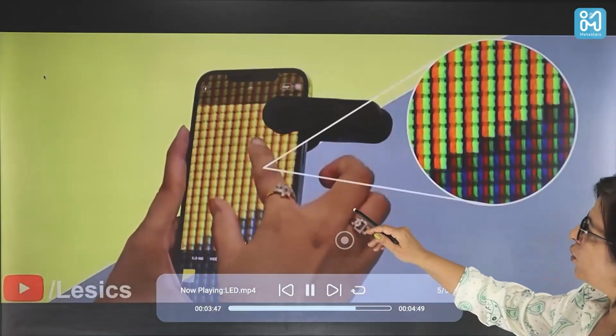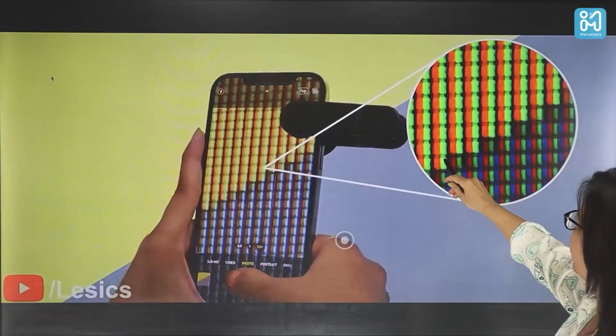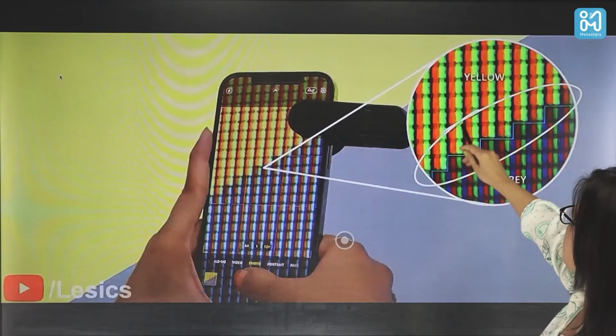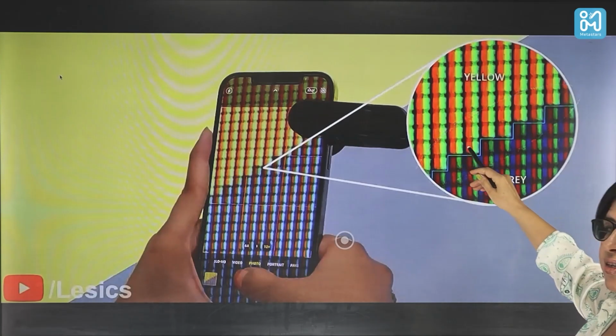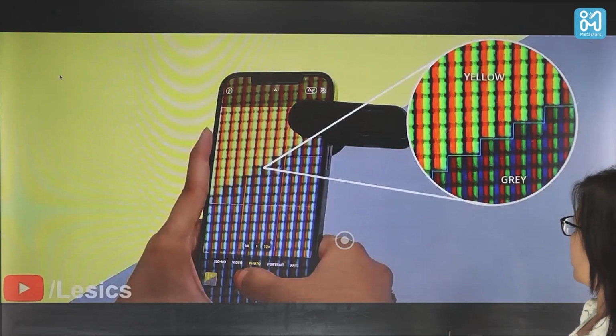If you zoom in on your phone, you will see such pixels. You see red, green, and blue. This is gray, and this is yellow. Because of different intensities of light, it gives us different shading.